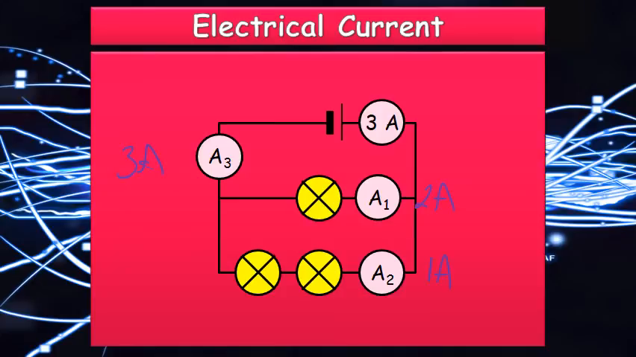So the overall rules are, for series, the currents are all equal, and for parallel, the sum of the currents will equal the current total. Okay, and that's pretty much it for today's lesson.